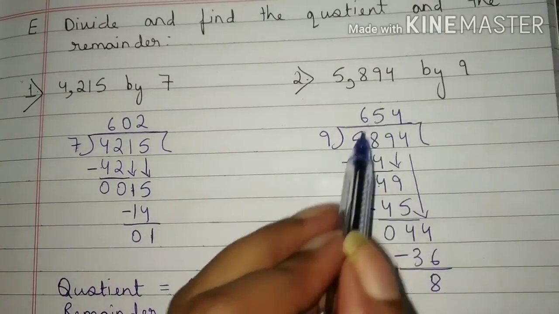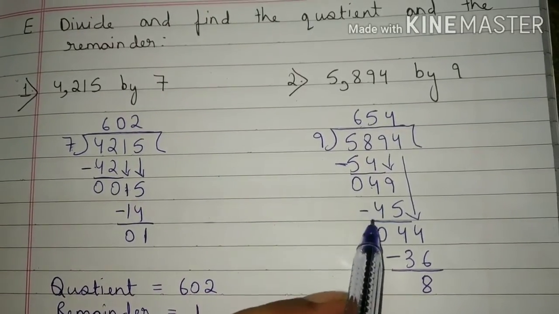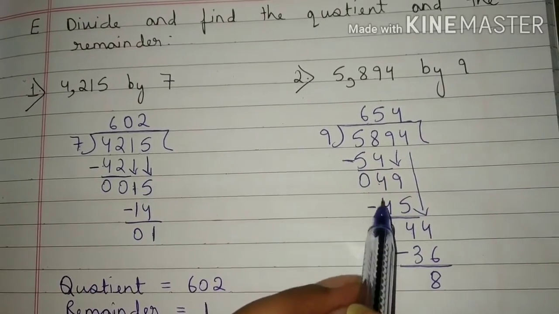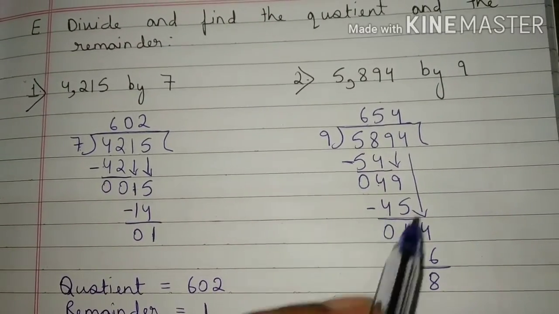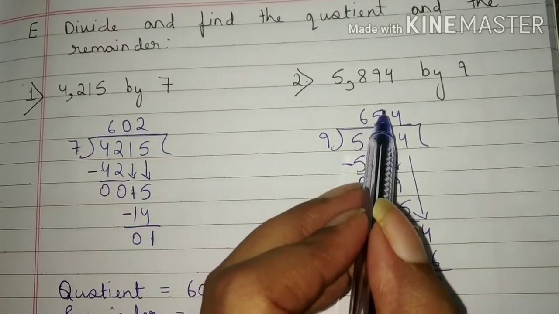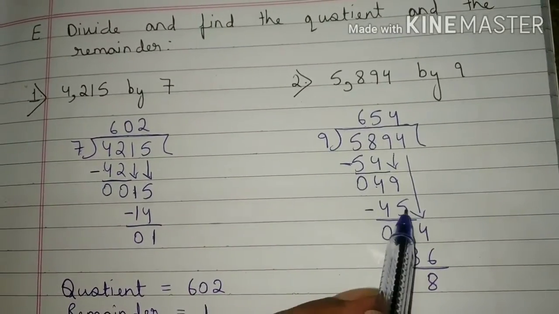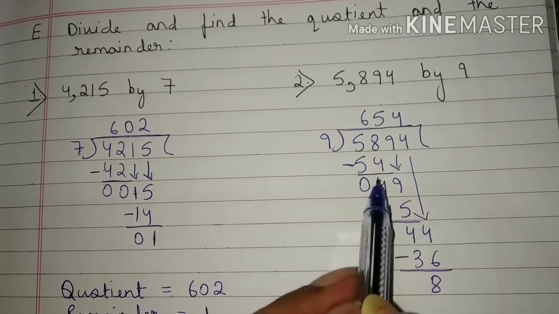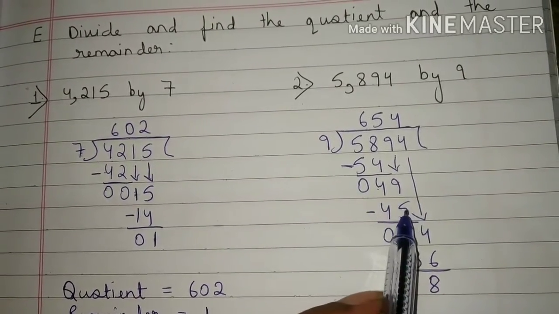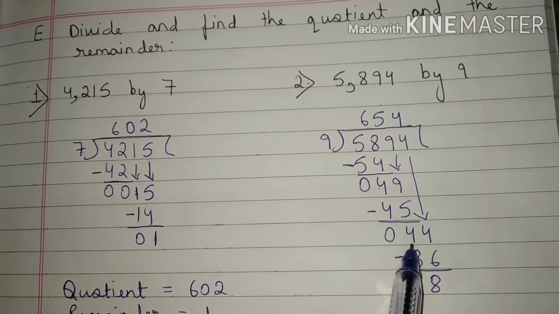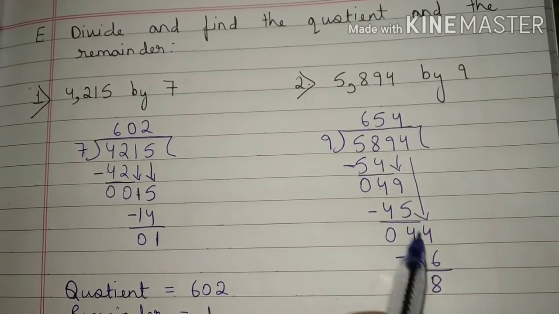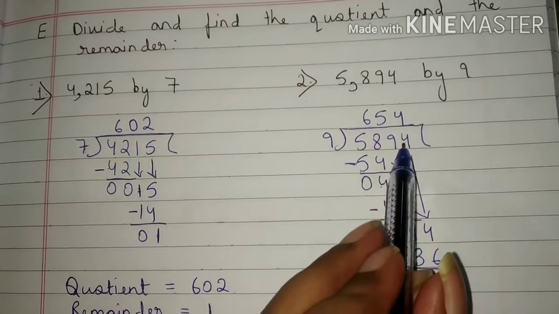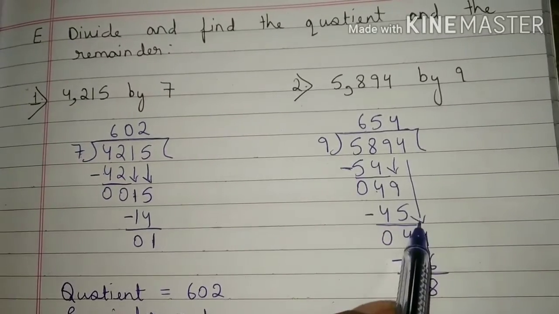Students, 9 5 ja 45. 45 is just smaller than 49. So we will consider 9 5 ja 45. 5 we will write here and 45 we will write here. Now we will subtract the numbers. 49 minus 45 will give 4. Students, 4 is less than 9. So we will carry down next digit, that is 4 here.